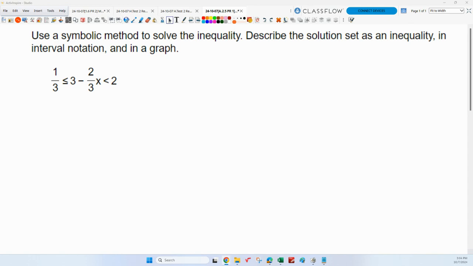Isolate x in the middle, right? Good, exactly. So we're just trying to isolate that x, okay? And we're just going to follow the steps like we would inverse operations to get that x by itself, but everything we do, we have to do to all three parts of that triple inequality. So what should we probably do first here?